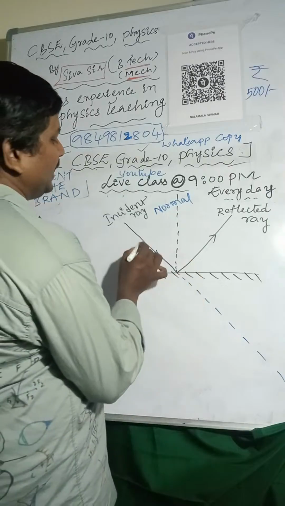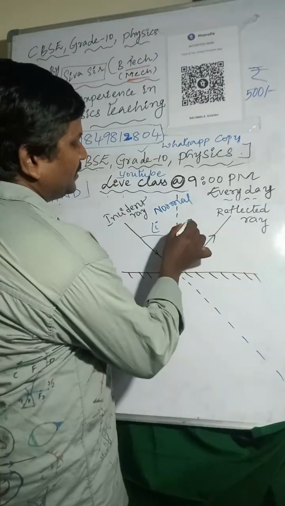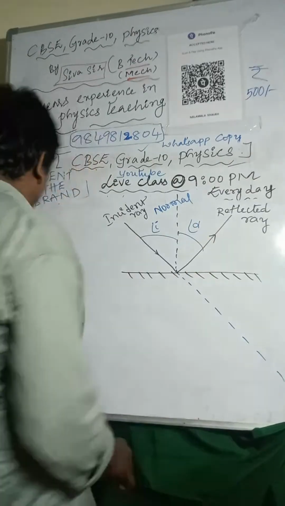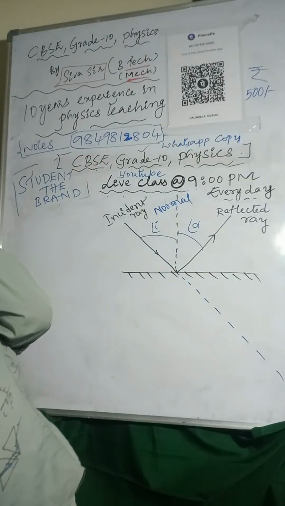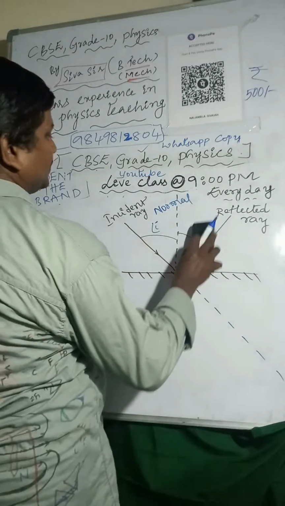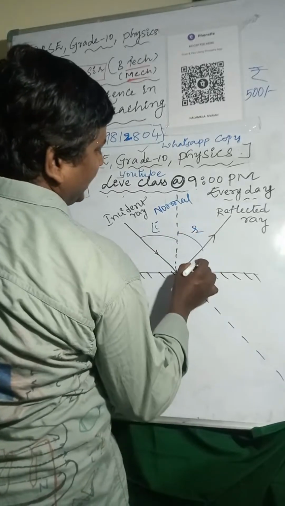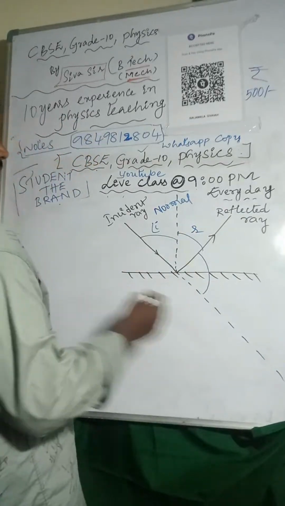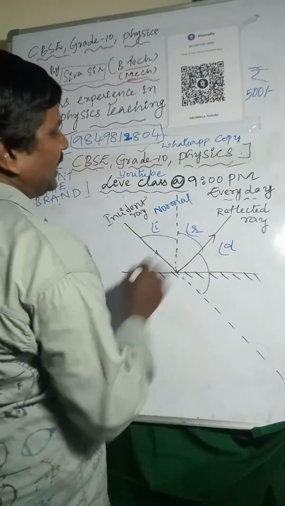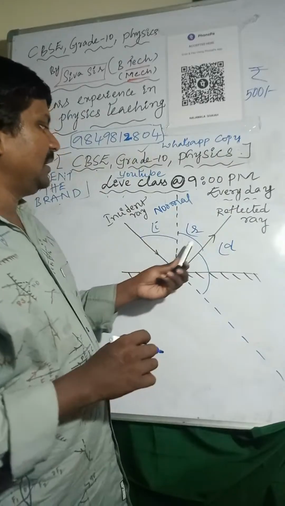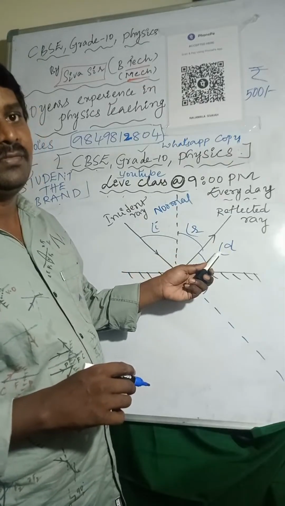The angle between the incident ray and the normal line is called the angle of incidence. The angle between the reflected ray and the normal line is called the angle of reflection. The angle between the reflected ray and the undeviated line is called the angle of deviation. So: angle of incidence, angle of reflection, and angle of deviation.